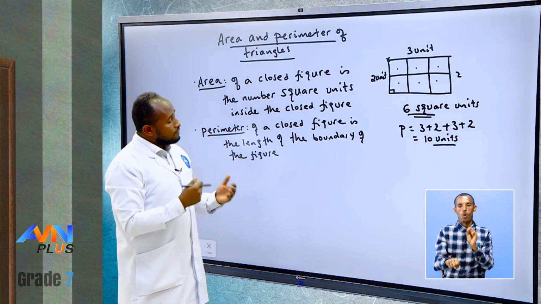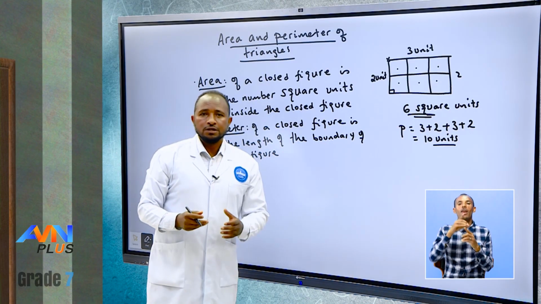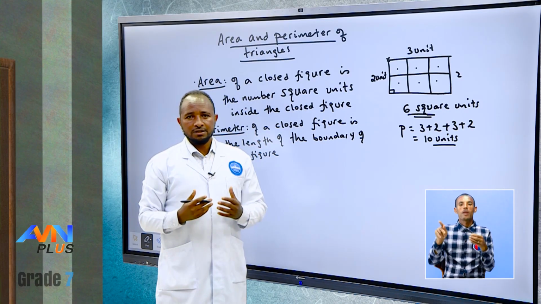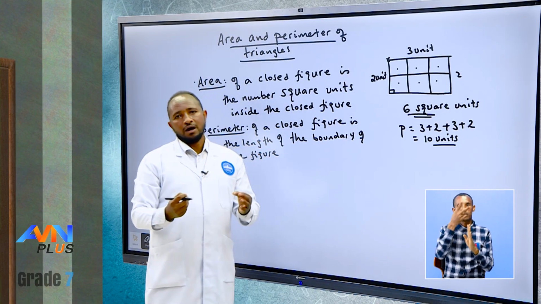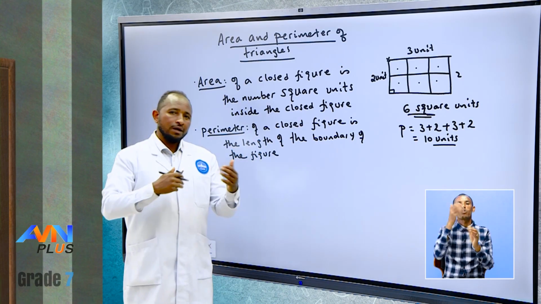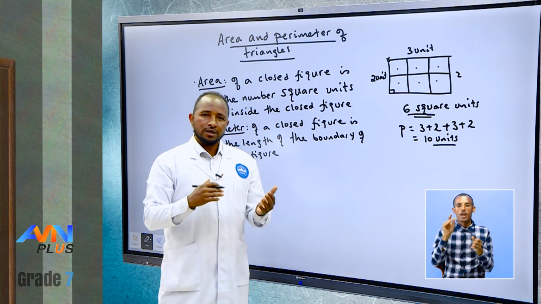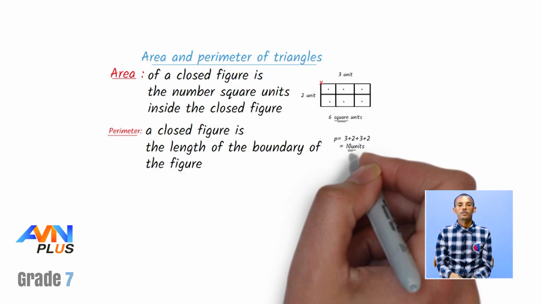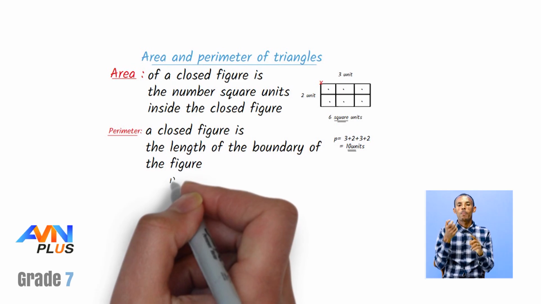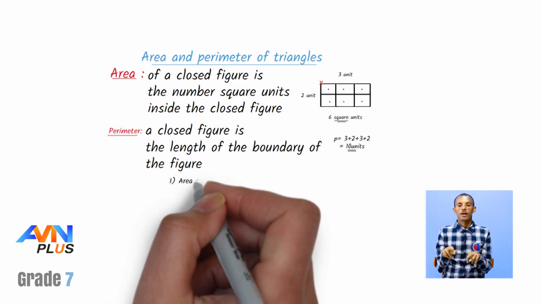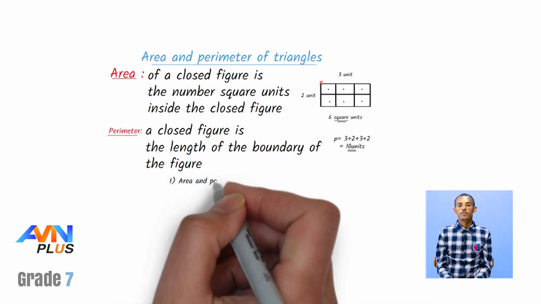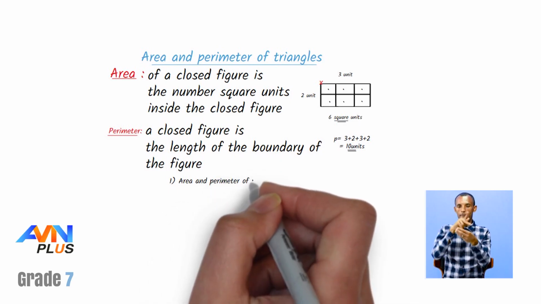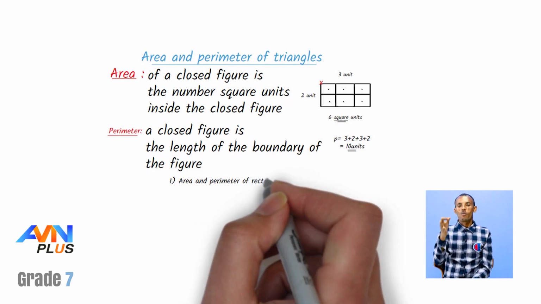So before directly proceeding to area and perimeter of triangles, let's revise how to calculate area and perimeter of square and rectangle. Let's start from rectangle: area and perimeter of rectangle.